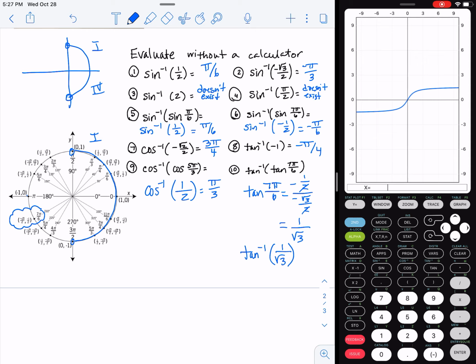Well, arctangent is positive in quadrant 1. So basically, you're looking for that same x and y value, but in quadrant 1. So I'm going to slide over here, and that's going to be at pi over 6. So the arctangent of 1 over square root of 3 is pi over 6.